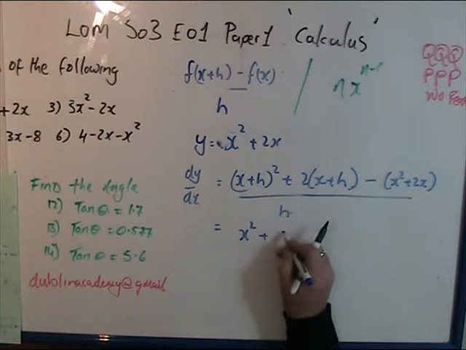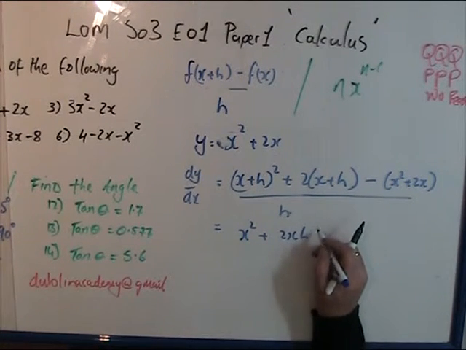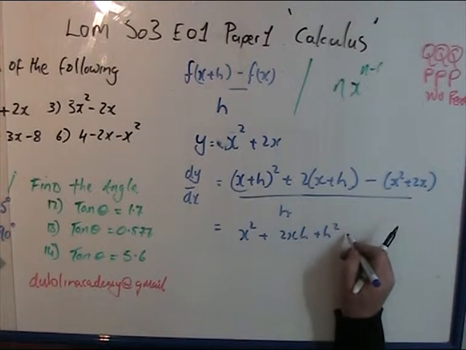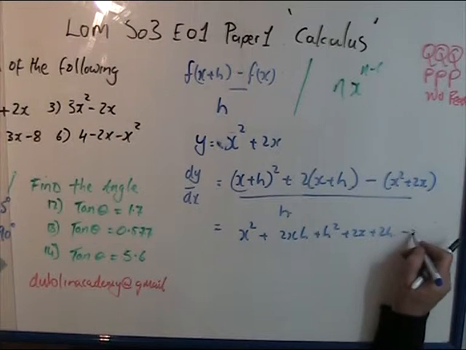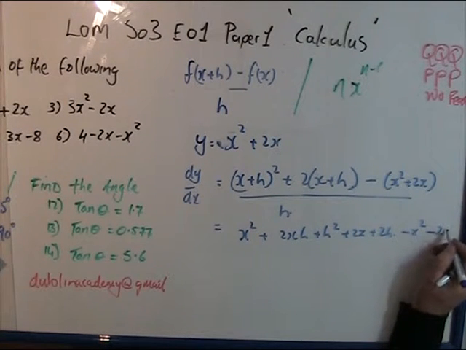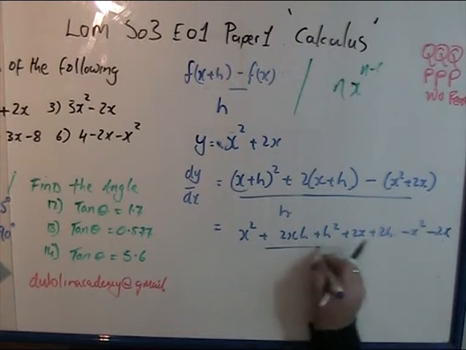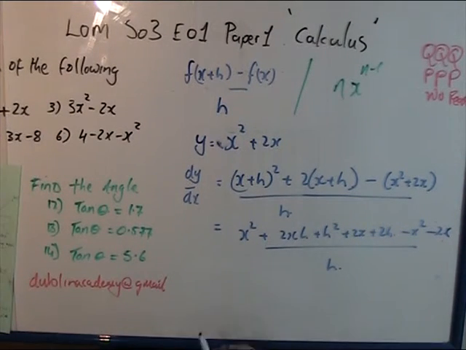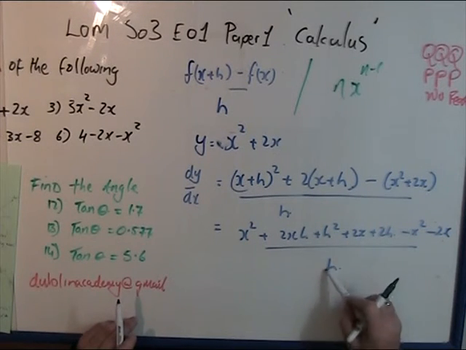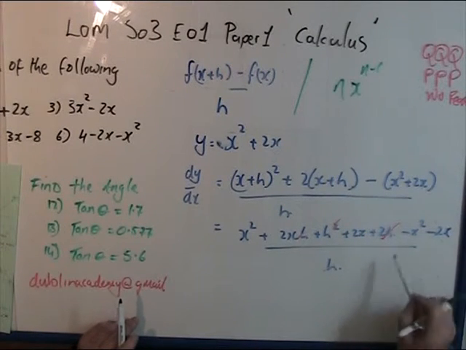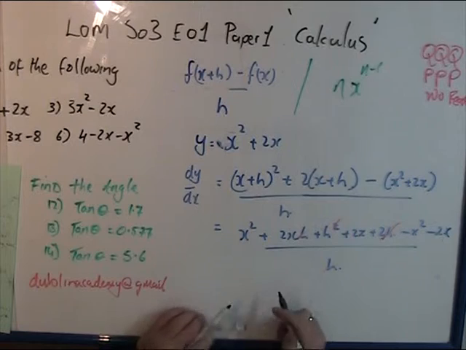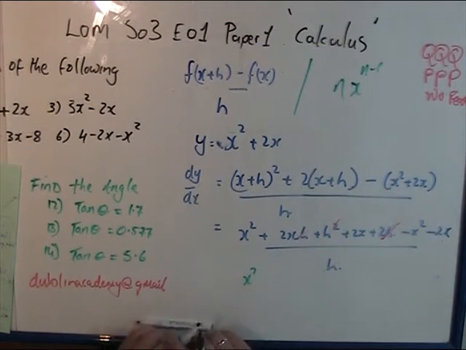So I'm just going to write out what it has given me: x squared plus 2xh plus h squared plus 2x plus 2h, minus x squared minus 2x, all over h. And the same thing again, I cancel my h. So where is my h cancelled? There's an h there. Cancel the h there, and I rewrite that equation out.